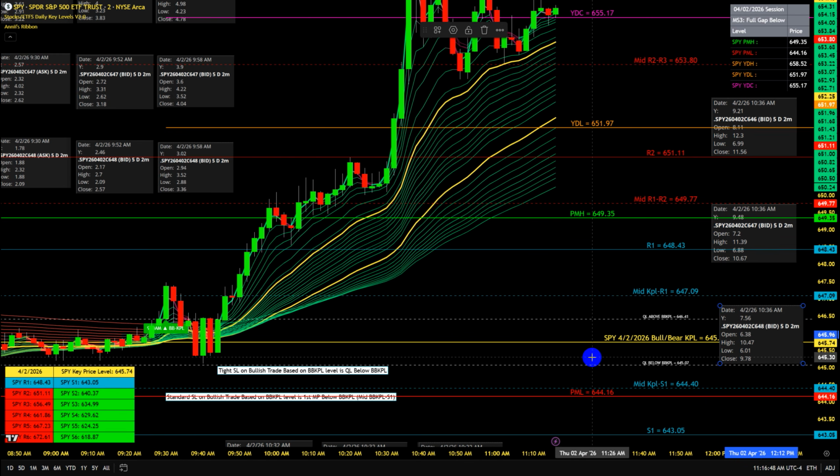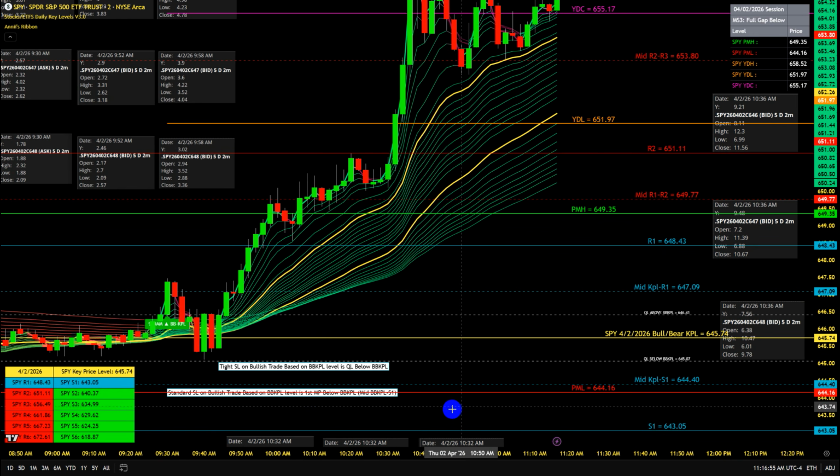On this particular trade with this indicator, on a bullish trade from the bull bear KPL level, you have two different stop losses that you can choose from. One is the tight stop loss, which would be the QL level below the level that you're basing the trade on. In this case, that is the bull bear KPL level. So the QL below the bull bear KPL would be your tight stop loss if you prefer to take a tight stop loss. As you can see here on this trade, it came up short of the tight stop loss, so that tight stop loss was not hit.